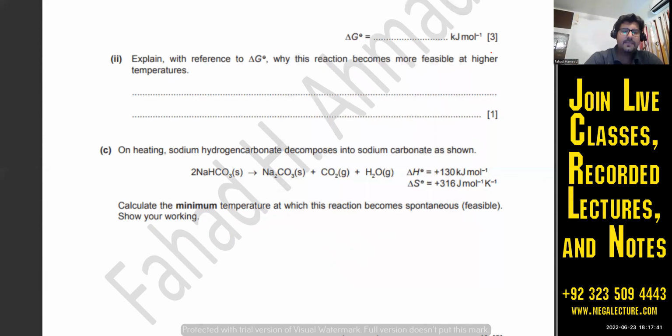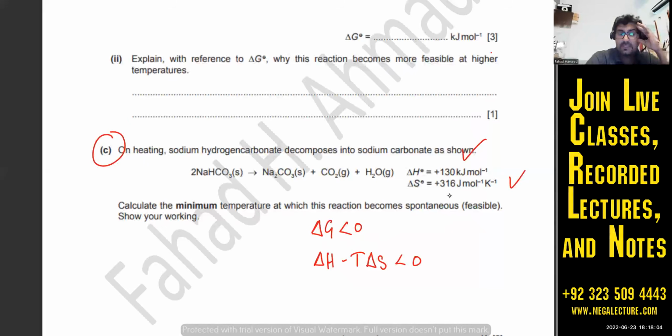This one, part C. Calculate the minimum temperature at which this reaction becomes spontaneous. So for it to be spontaneous, the delta G got to be less than 0, right? And what is delta G? Delta G is equal to delta H minus T delta S. So that means delta H minus T delta S must be less than 0, right? And you're given these values. Temperature is the only thing that you don't know. So delta H is 130 kilojoules.